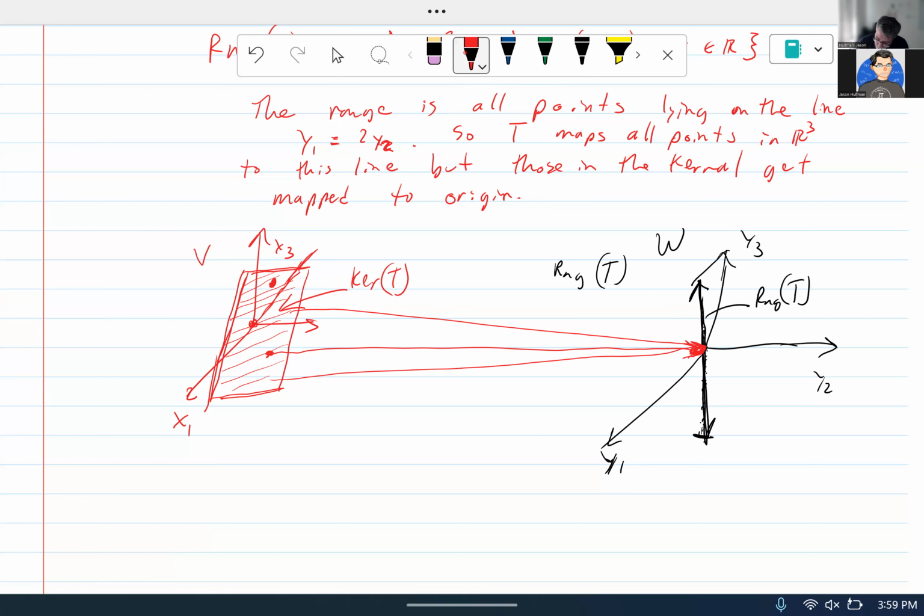Okay, but any value that could be in V, maybe I use green for this. If that is in V, then where is that going to get mapped to? It's going to get mapped to some place on this line. Every other point that's not in the kernel is going to get mapped to the line. That certain line.